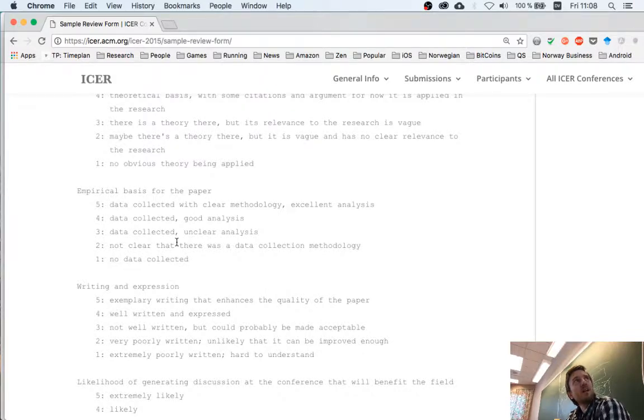So data collected, unclear analysis, okay, that's not too good. Data collected and good analysis, yeah, that's fine, sufficient, right? Data collected with clear methodology and excellent analysis, that's A level. You have clearly defined the methodology and you have an excellent stats.